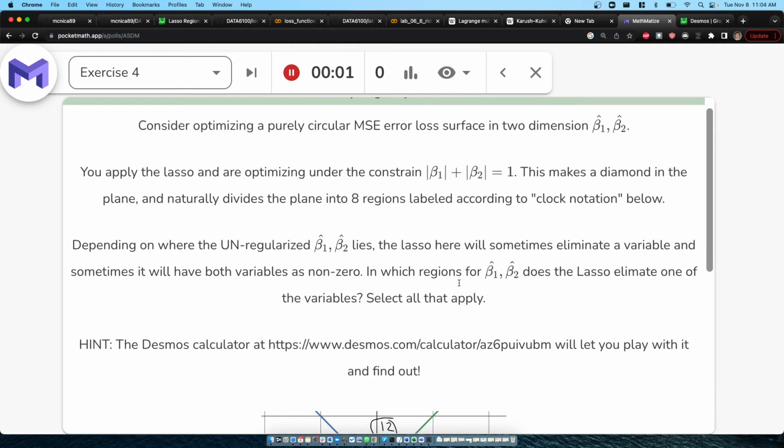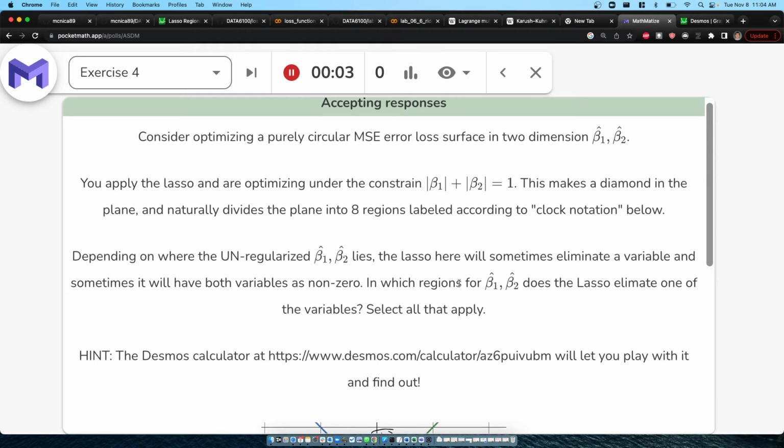Okay. So consider optimizing a purely circular mean squared error loss on the surface. In the example on the board, I drew them with ellipses. In this example, it's always going to be a circle. So you should picture, for this question that we're going to do on Mathematize, the mean squared error is always a circle, which of course is some kind of special case, but they're circles.